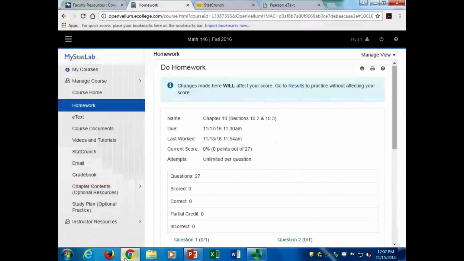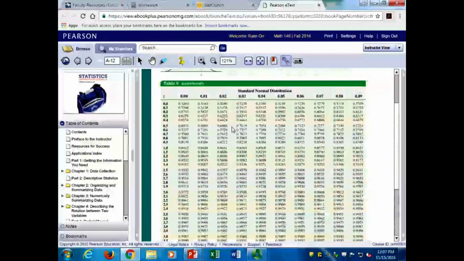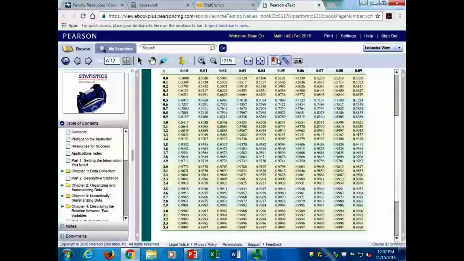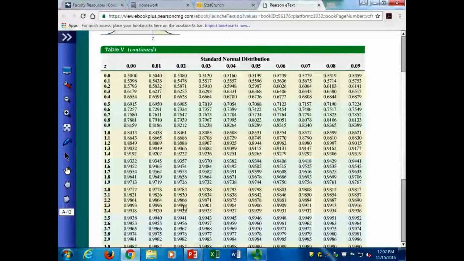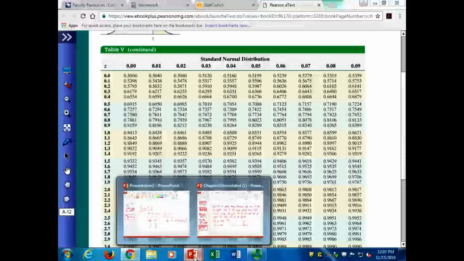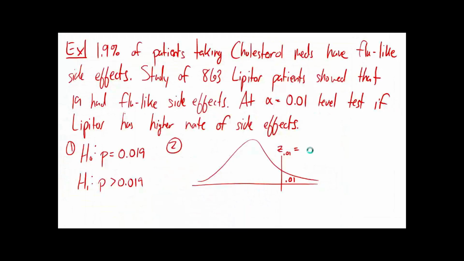Let's see. You guys might already have it. I think I got it somewhere. Z sub 0.01, so that's the 99th percentile. And so it looks like that's going to happen up around here. So 2.33 is going to be our cutoff. So that's our cutoff, and then everything above 2.33, that's going to be our rejection region. So we know the test we're doing, we know the cutoff, and we know where our rejection region is, so now what do we got to do?